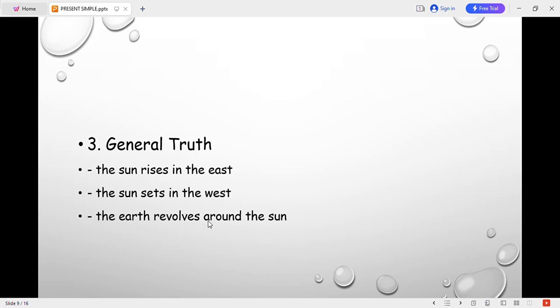The earth revolves around the sun. That's the general truth. It's not wrong. Not the sun revolves around the earth, but the earth revolves around the sun. That's the general truth, and it refers to the present simple tense. So if you want to make a present simple sentence in the area of general truth, something true, we can use present simple tense. The example is like that.